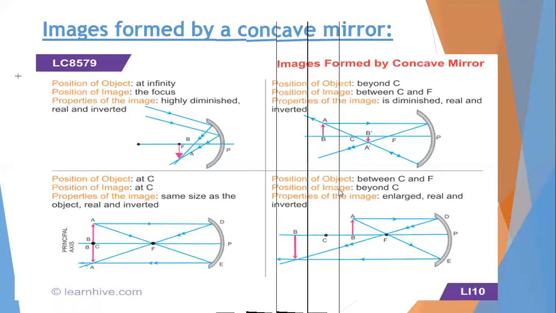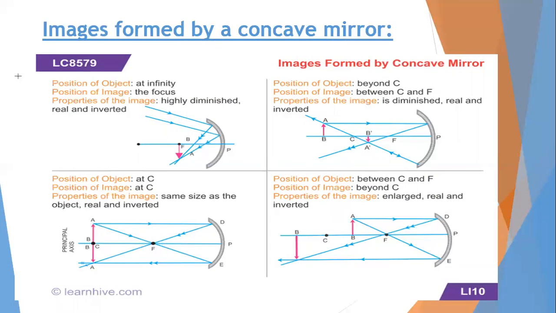In the fourth diagram, when an object is placed between C and F, the center of curvature and focus, its image is formed before C, or beyond C. Its size is enlarged, or magnified, or larger than the object. The nature of the image is real and inverted.